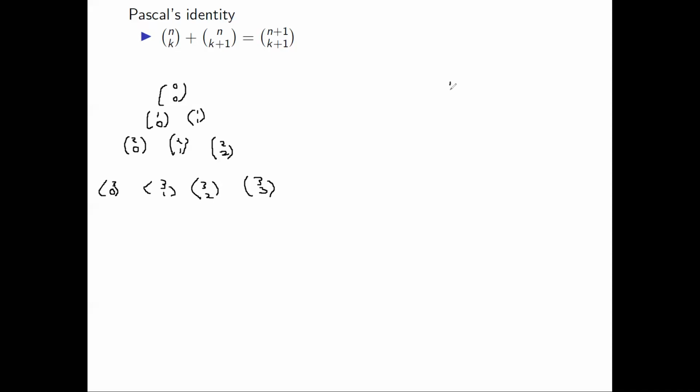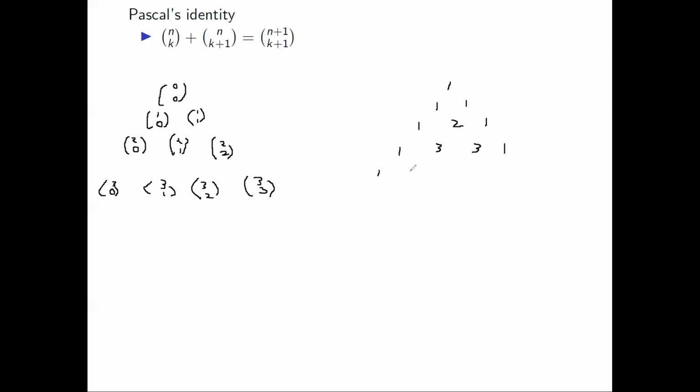So 0 choose 0 is just 1. 1 choose 0 is just 1. 1 choose 1 is 1. 2 choose 0 is 1. Saying anything choose 0 is 1. Same with 3 choose 0. 2 choose 1 is 2. 2 choose 2 is 1. 3 choose 1 is 3. 3 choose 2 is 3. 3 choose 3 is 1. And we could also do 4 choose 0, 4 choose 1, 4 choose 2.